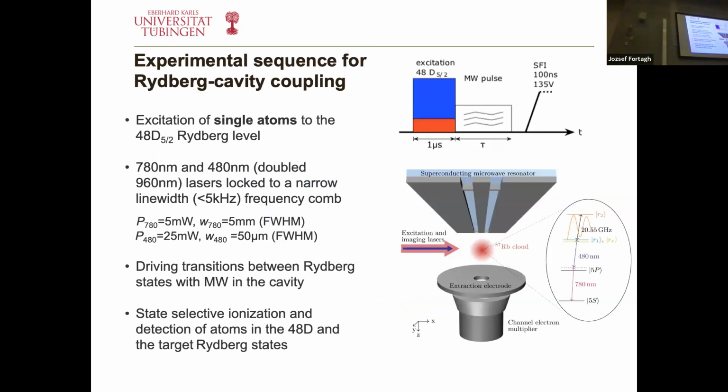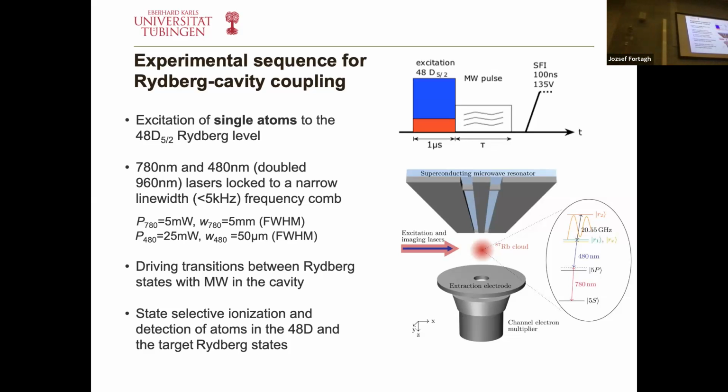The experimental sequence is the following. We excite the R1 Rydberg state within 1 microsecond. We employ the microwave pulse for a variable time, and then we employ field ionization. We ramp up voltage on the extraction electrodes to 135 volt within a microsecond, ionize the Rydberg atom and count it. Essentially, in a single experimental run, we repeat this cycle with 3 kilohertz repetition rate 300 times. So we gain a lot of data points without destroying the atomic cloud.